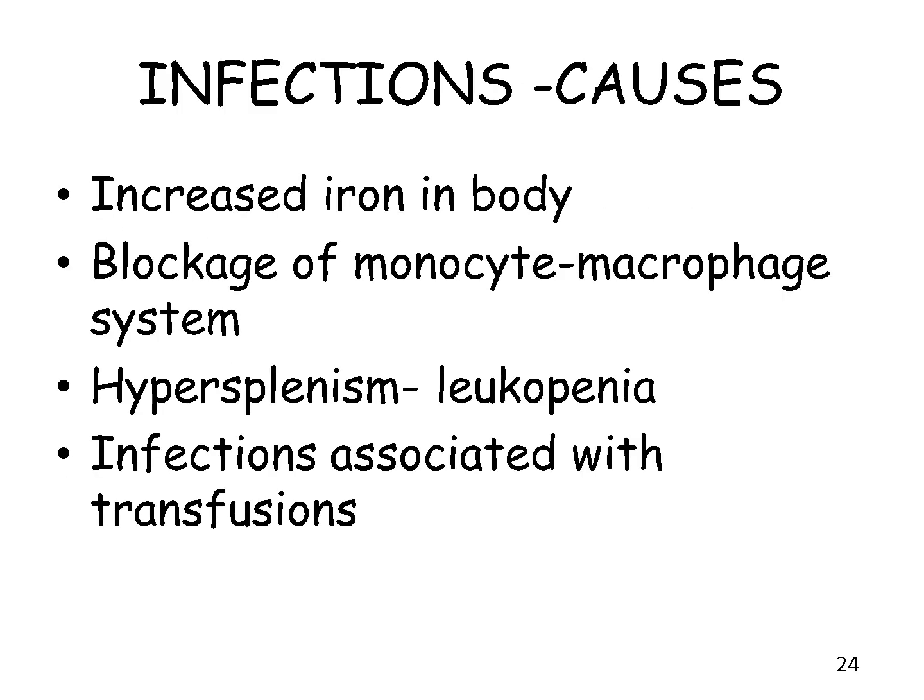Different causes of infections in thalassemia are given below. This is due to the increased iron in the body. There will be blockage of the monocyte macrophage system. Due to the hypersplenism, there will be leukopenia, and the infection is also associated with multiple blood transfusions.